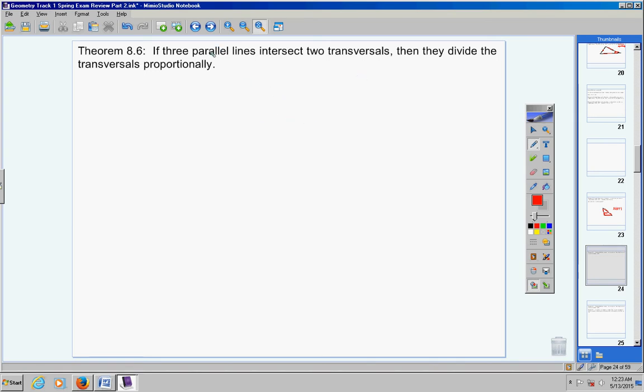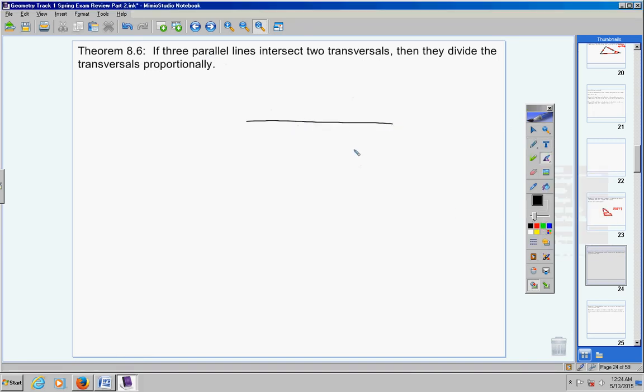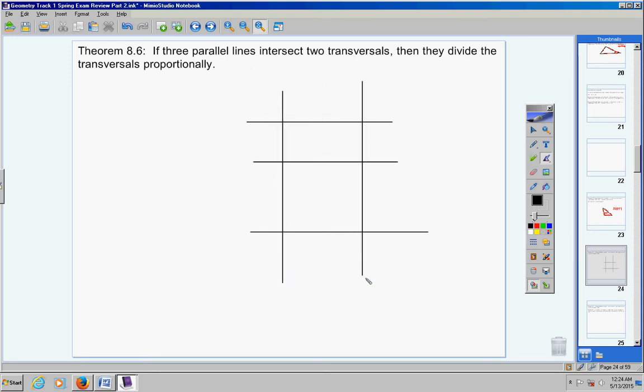We know we have three parallel lines, correct? So we know we have three parallel lines. 1, 2, and then 3. There's my three parallel lines, okay? If three parallel lines intersect two transversals, so here's one transversal, here's the other transversal right there. So copy that in your notes, please, okay? We'll call this line A, line B, line C, line D, and line E, okay? So quickly copy this down.